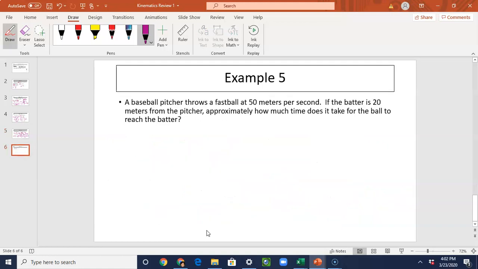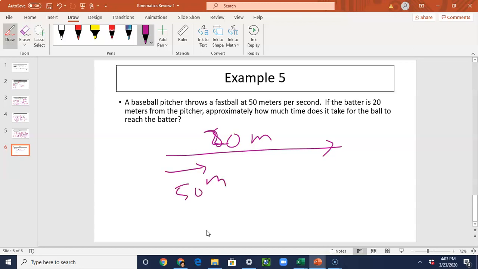Last question. A baseball pitcher throws a fastball at 50 meters per second, 20 meters from the pitcher. So the distance is 20 meters and the speed is 50 meters per second. What is the time? Because it's a fastball and there is no acceleration after the ball leaves the pitcher's hand, acceleration in this case is 0. We're trying to find t.